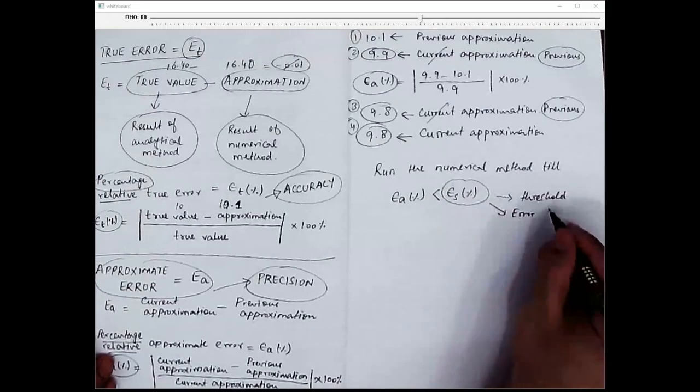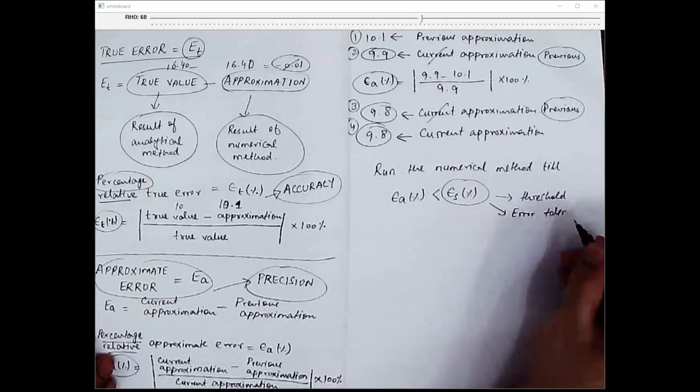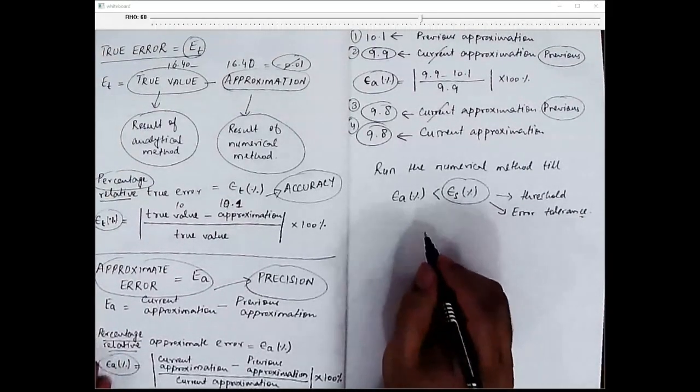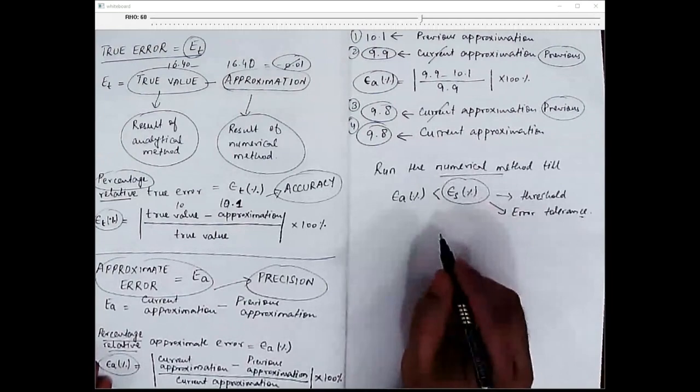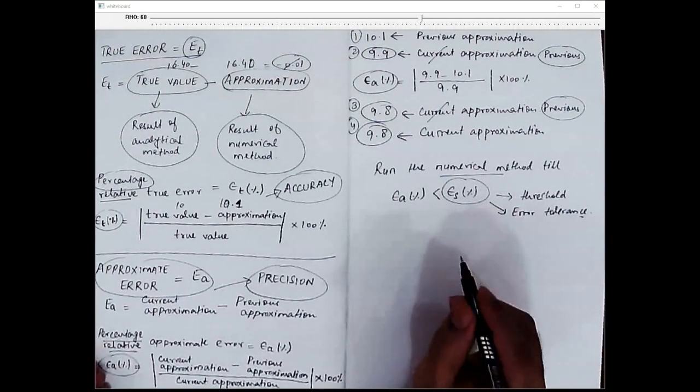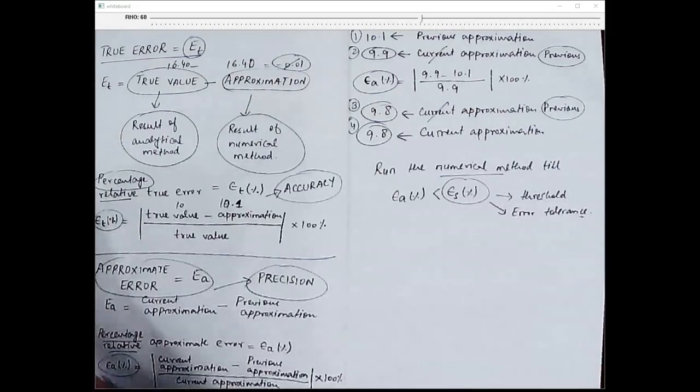Now I can set it. Let's say I set EA less than 5%. So run the numerical method until EA becomes less than 5%. This is doable and easy, because I will compute EA all the time. When EA is less than 5%, I will stop.